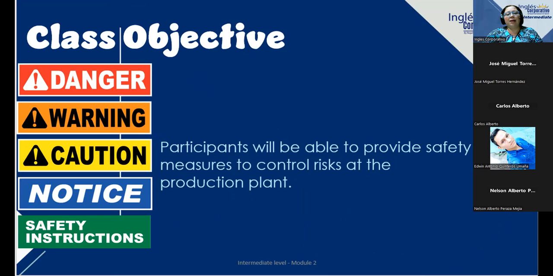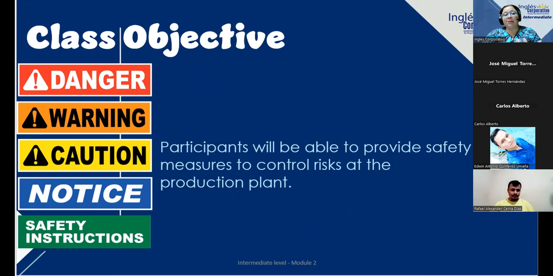Our objective will be that you will be able to provide safety measures to control risks at the production plant. As I was saying, not only at the production plant, because maybe we don't work in production plants. Maybe some of you work in offices, some of you work in a different environment. So we need to check different environments, and then we want to give just an opinion. We want to watch some videos, and also read some articles in order to describe these safety measures and safety procedures, okay?